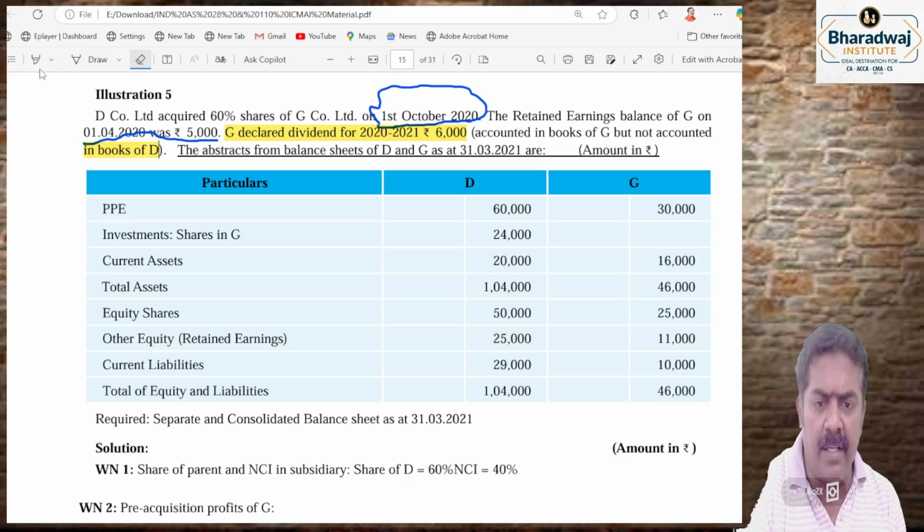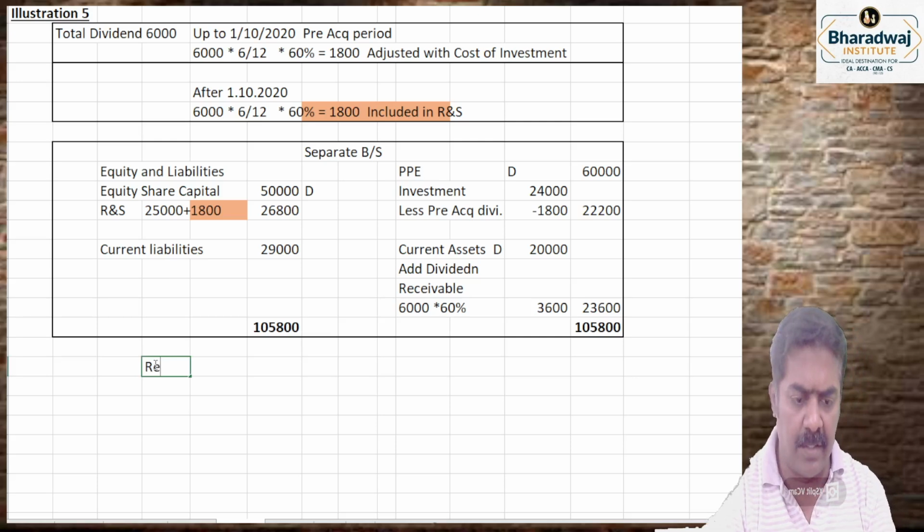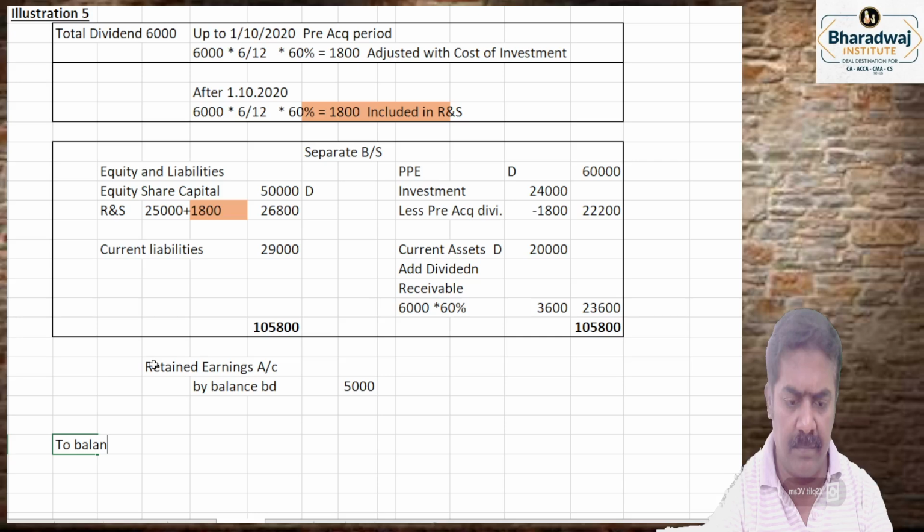What is the retained earnings at the beginning of the year? 5,000 is given. We can prepare the retained earnings account, by balance brought down. You can do it in statement format also.